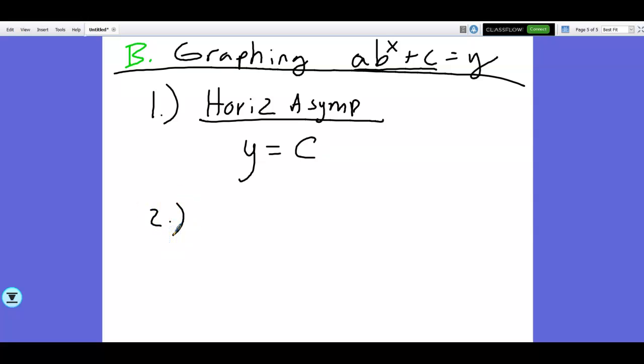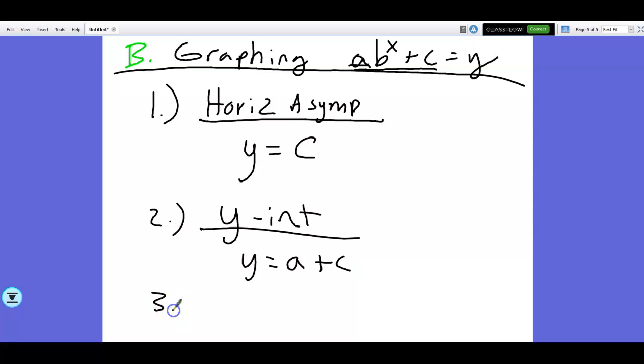Number 2, the next thing we need to do is find our y-intercept. My y-intercept used to be just a, right? But now it's a plus c. The third thing we're going to do after that is get the shape of our function. And for that, we're going to use the chart that I gave you guys. And after that, you should be good to graph it. So that's the only difference. When you have a plus c, it's going to change your horizontal asymptote and y-intercept a little bit. But other than that, you're pretty much good to go. We're pretty much just adding.